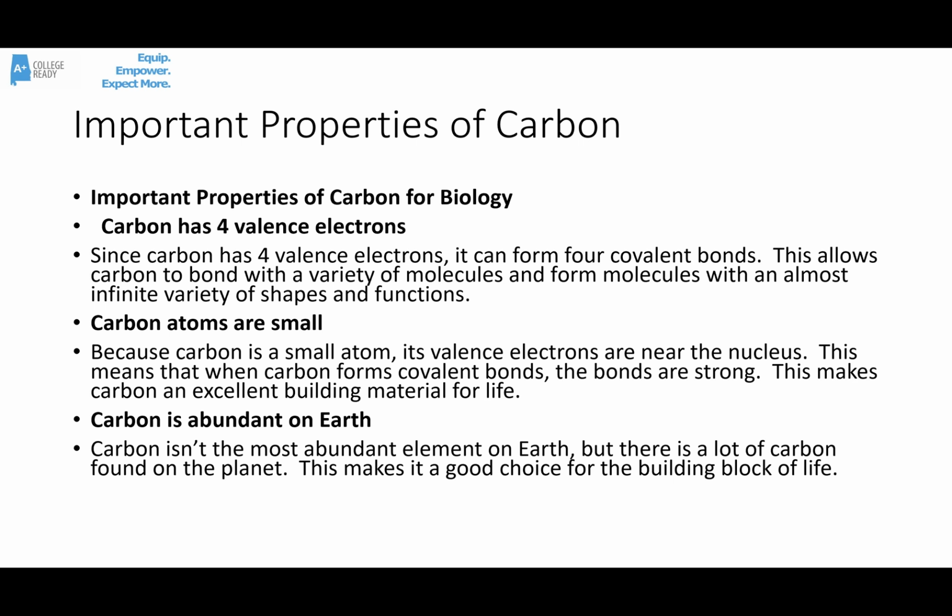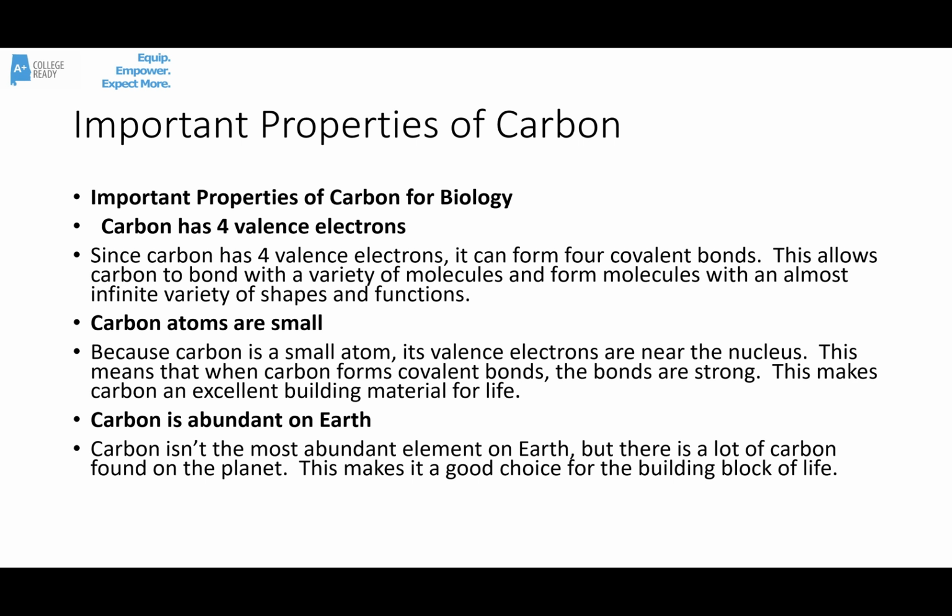Carbon has several important properties that make it ideal for building biological molecules. Number one, it has 4 valence electrons. And this means that it can form 4 covalent bonds. It can bind to 4 different things at the same time. This allows it to form a variety of molecules and, more importantly, a variety of shapes. And since structure determines function, these 4 valence electrons allow carbon to make molecules with lots of different functions.